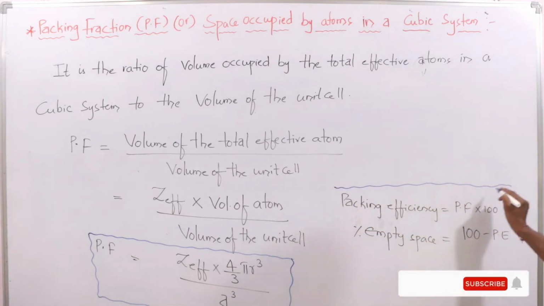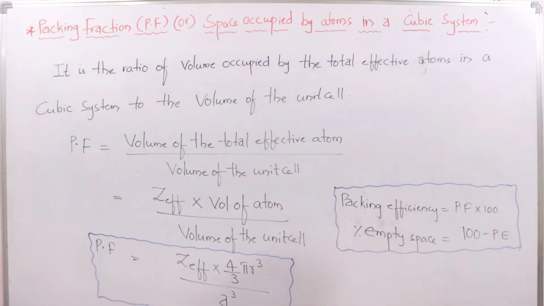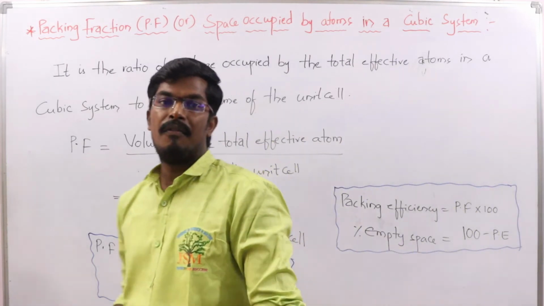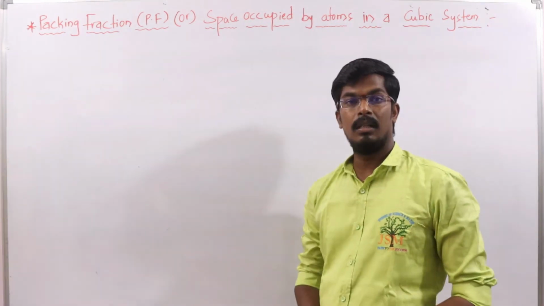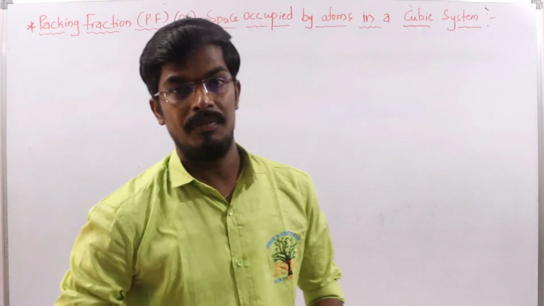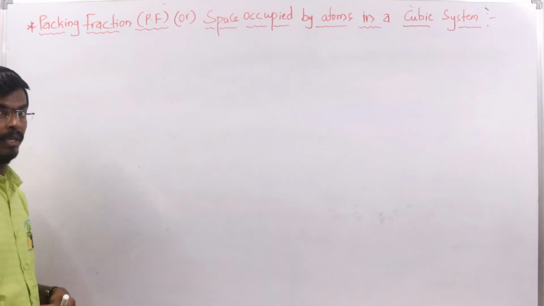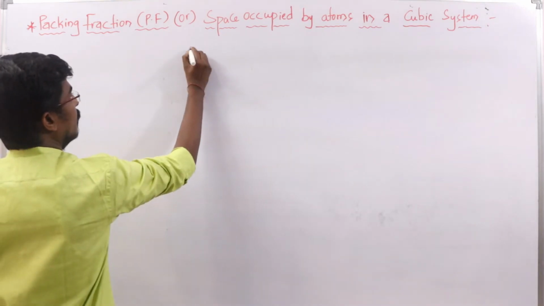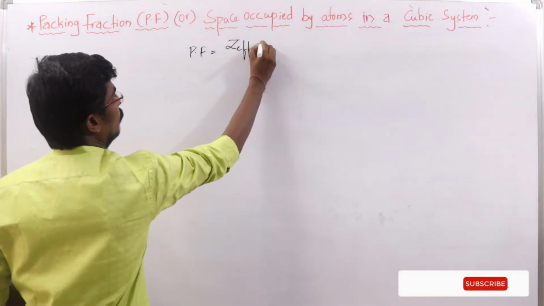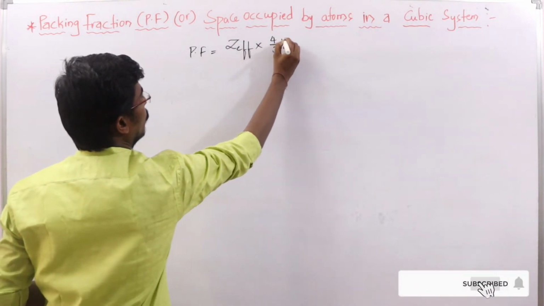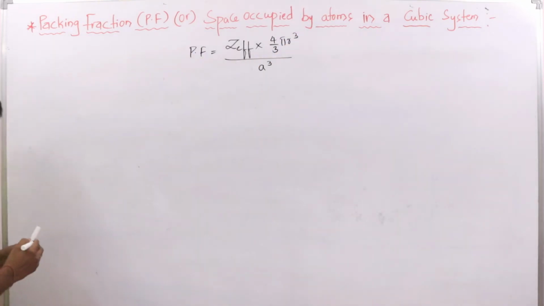Now I am going to calculate and give the numbers of these packing fractions of primitive cubic, face-centered cubic and body-centered cubic. Let us see the packing fractions in these three different types of cubic systems. Which formula are we using here? The packing fraction is equal to Z effective into 4 by 3 pi r cube by a cube.